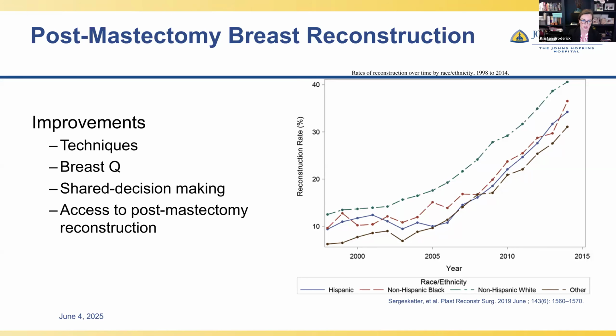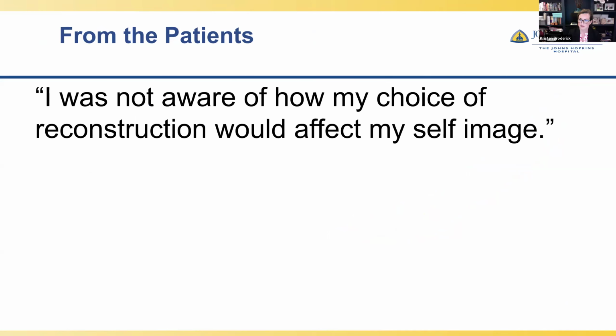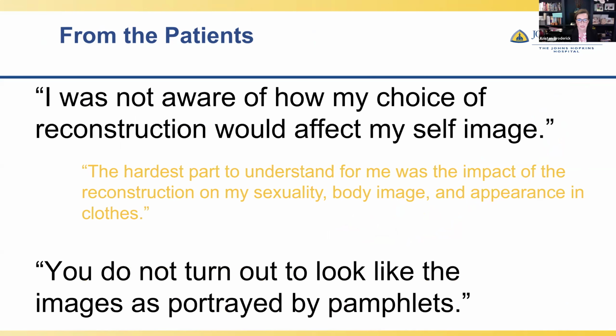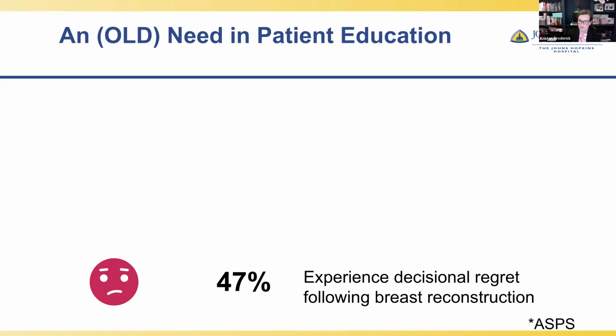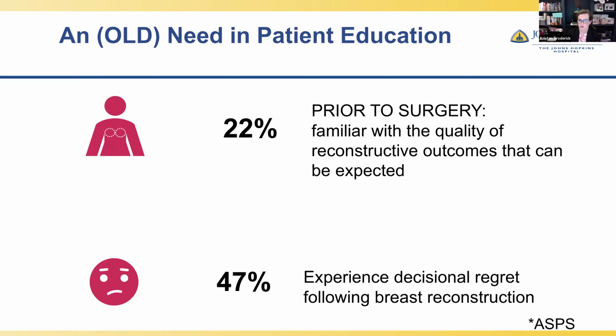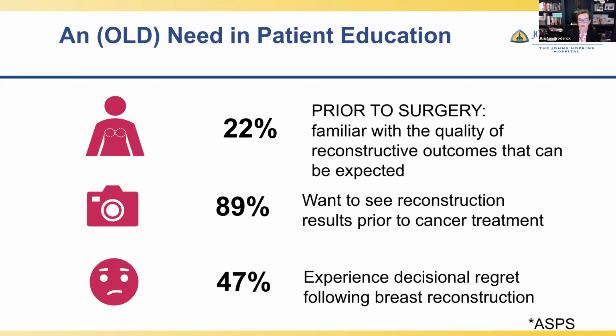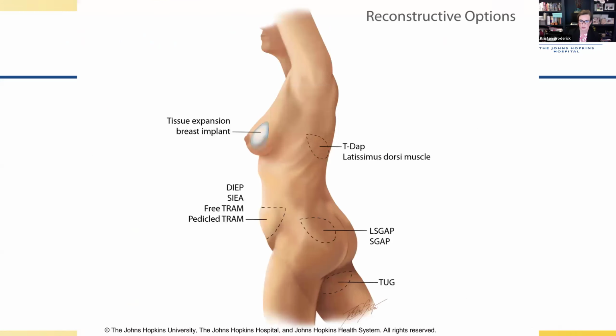Some of this is access, some of this is shared decision making. So we did a pilot study where we talked to patients and got their opinions. We really wanted to say, what does the patient think? And we did a lot of qualitative research where we had long interviews with patients, and we took some of this information and brought it together. Many of them experienced some decisional regret. They really felt that they should have been more familiar with the quality of the reconstructive outcomes that could be expected, and wanted to see some results. Like, everybody wants to see results.